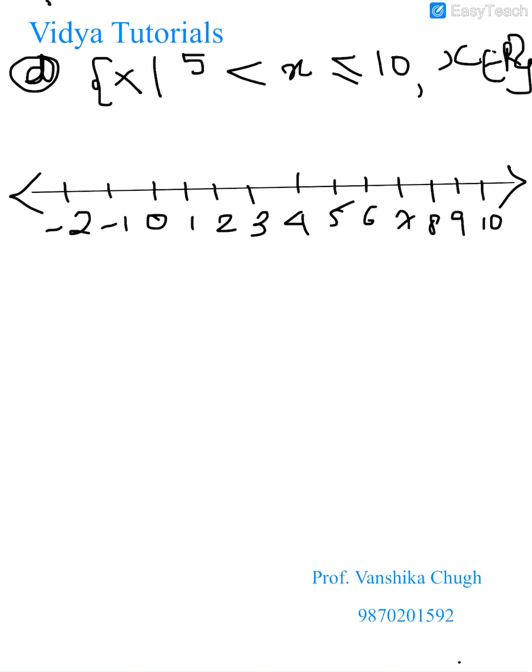Here, 5 is not included, so I'm showing the other way. I make a curved one over here, and 10 is included. A curvy sign means this is not included and a straight line means it's included. This region is shaded because it's a real number. The other way would have been to make a hollow dot here and a solid dot here, and darken the line in this region.